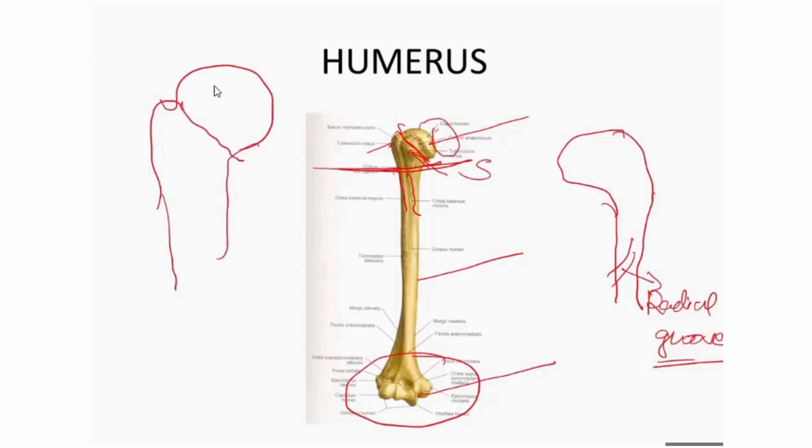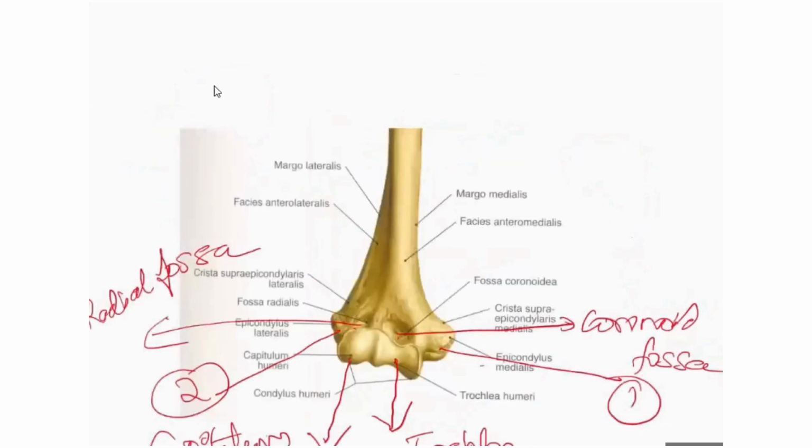This is the anatomical neck, this is the surgical neck. Anatomical neck and surgical neck. So regarding the related structures, there are three nerves in contact with the humerus. What is related to the surgical neck is the axillary nerve. What is related to the radial groove is the radial nerve. What is present behind the medial epicondyle is the ulnar nerve.